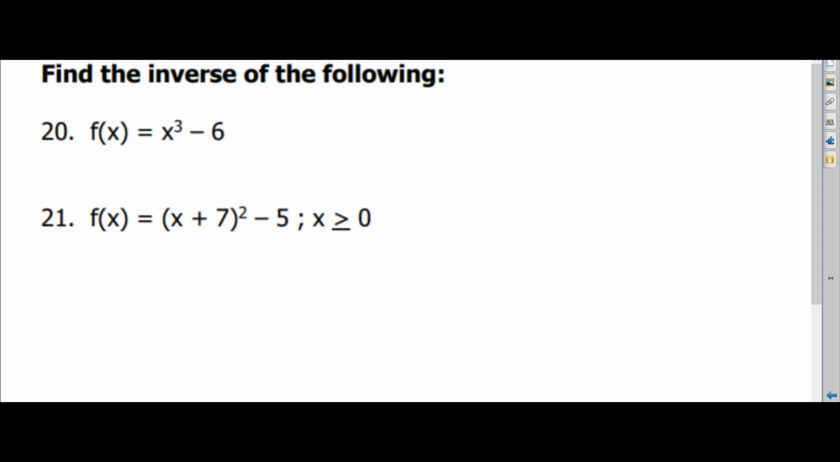So this one wants us to find the inverses. Remember our procedure for finding inverses. We're going to replace this with a y and then switch y and x. So when I switch them, I get x equals y cubed minus 6. Now I'll get y by itself.